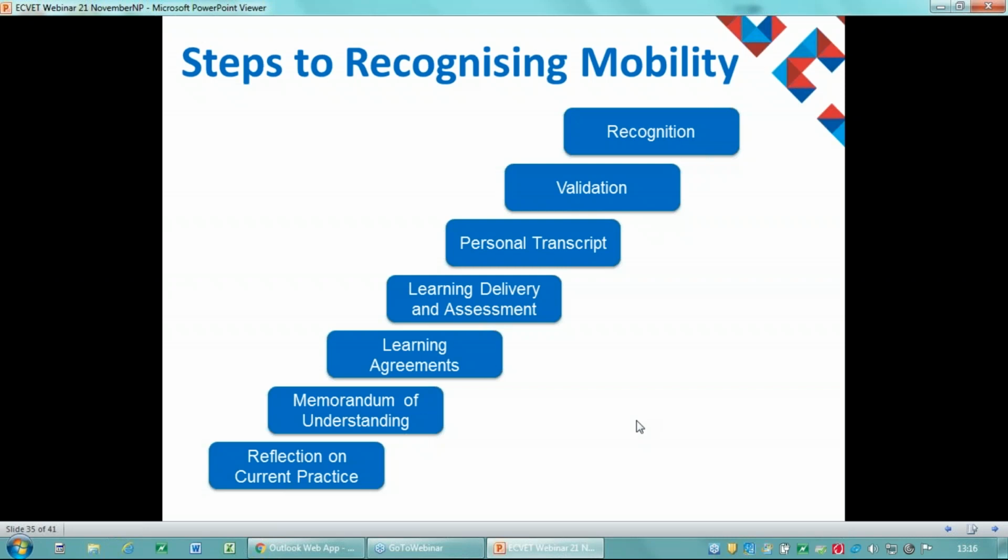I think an important step right at the very beginning maybe is, if you're sitting there now thinking, oh my goodness, that's an awful lot of work, to maybe reflect on what you currently do. And you may not call things an MOU, you might not call things an ECVET learning agreement, but you may have some of these things already in place, and they just need to be tweaked a little bit to make ECVET more explicit maybe in your application.